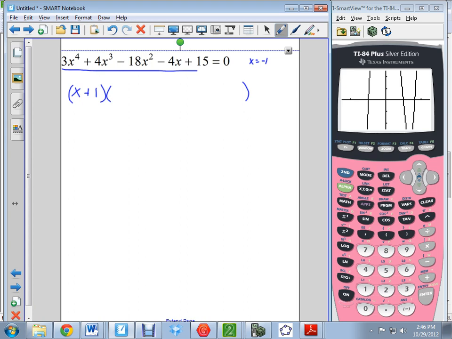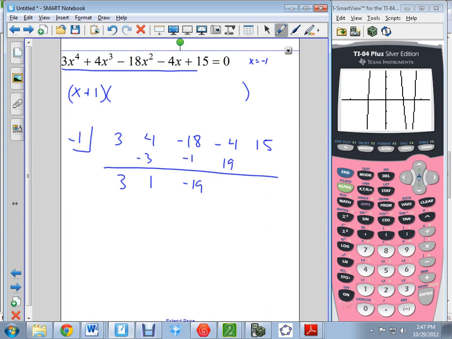I'm going to take it out, and I'm going to use synthetic division to do that. So I'm going to put -1 in a box, because that's the number I need to be dividing with. 3, 4, -18, -4, and 15 go on the outside. Do the synthetic division process. 3, -3, 1, -1, -19, +19, and that would be -15, and 0. Now this number should always be 0. If it's not 0, that means we screwed up somewhere. Now this will get me the stuff that's left over in the parentheses: 3x to the third plus 1x squared minus 19x plus 15.